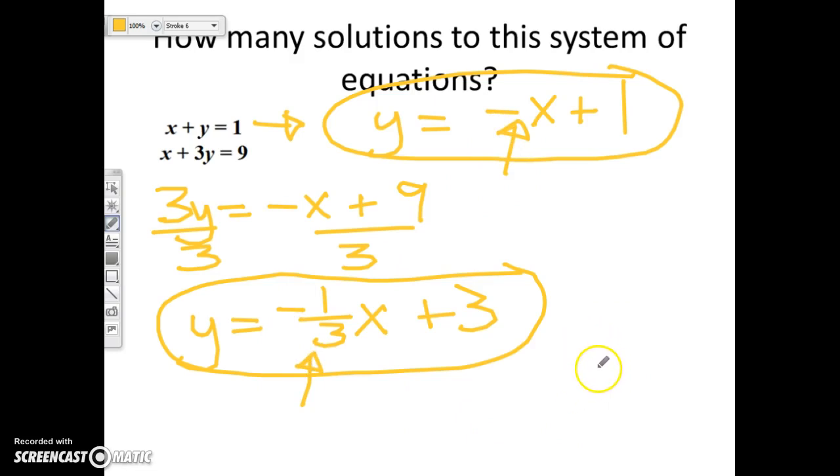Are these the same line? No, they are not. The slopes are different, the y-intercepts are different. These are two different lines. Therefore, they will intersect at one point, and that one point where they intersect is your one solution. If we had transformed them both and could tell that they were the exact same line, then there would be an infinite number of solutions. But that was not the case. We could tell that these were two different lines. Therefore, they have one solution because they are not parallel.